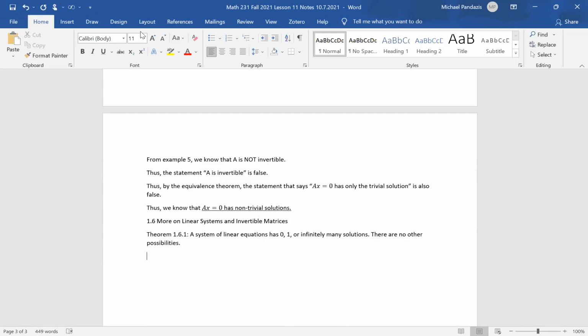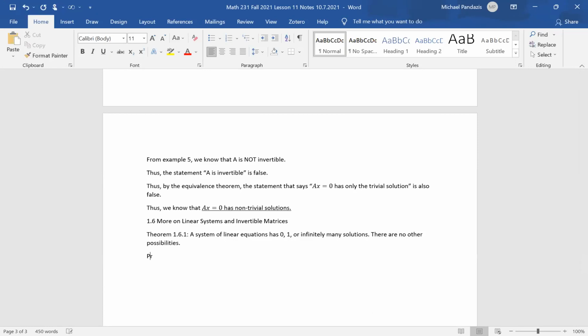So I talked about this early in the course, when we were looking at three-space, drawing pictures of subspaces and looking at the intersection of planes, showing how there are only 0, 1, or infinitely many solutions exactly. This is a general case that's true in any situation. So theorem 1.6.1 says a system of linear equations has 0, 1, or infinitely many solutions. There are no other possibilities. It cannot have 2 solutions. It cannot have half a solution. It can't have 5. It can't have 100. It's only exactly 0, exactly 1, or exactly infinitely many.